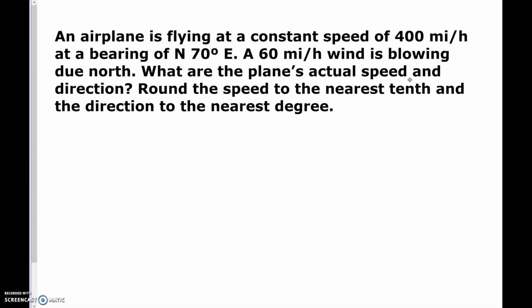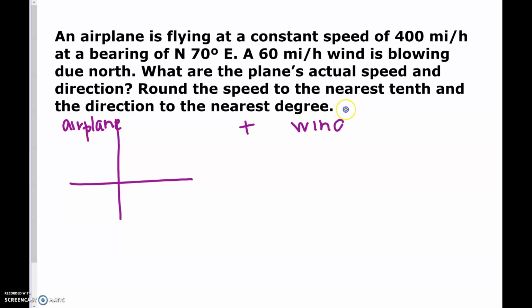So basically we have 2 vectors here. One is the airplane and one is the wind. If this is the airplane, I'm going to add another vector to it, and it is going to be the wind. The wind is much easier because it is just a wind that is blowing straight north, and they tell us that this is 60 miles per hour.